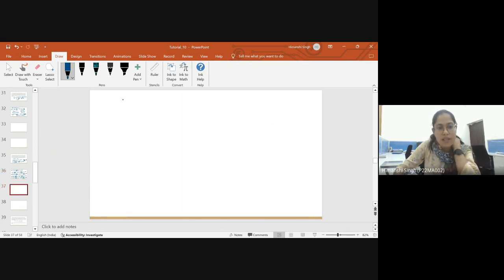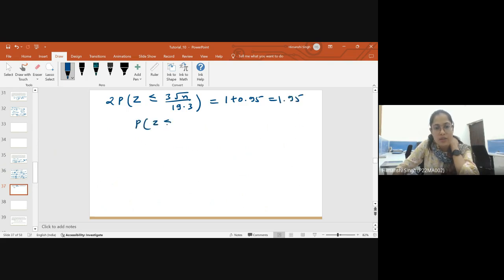So it will be twice probability z less than or equal to 3 root n by 19.3 equals 1 plus 0.95, so it will be 1.95. So probability z less than or equal to 3 root n divided by 19.3 equals, dividing by 2, 0.975.